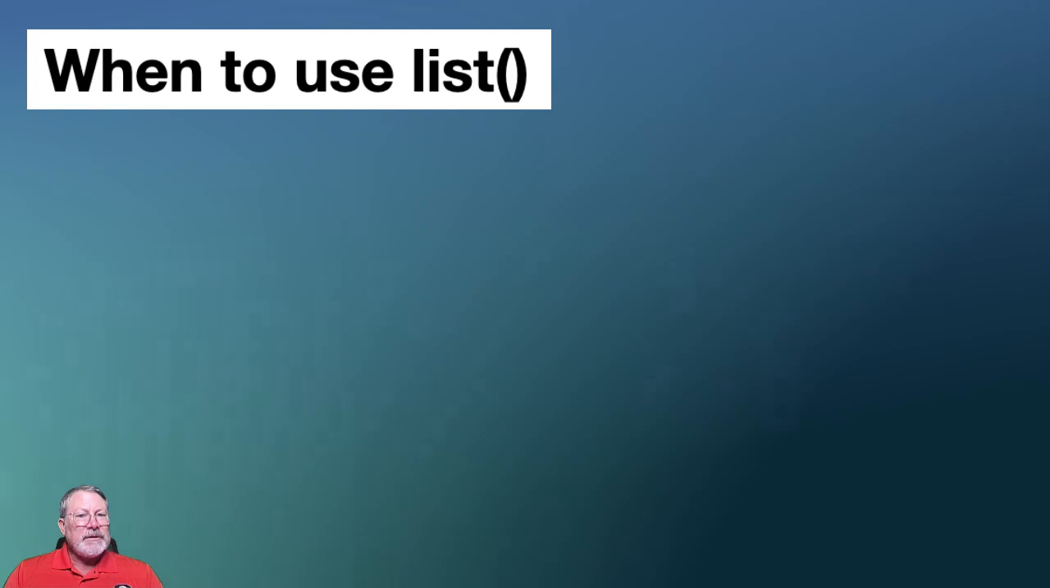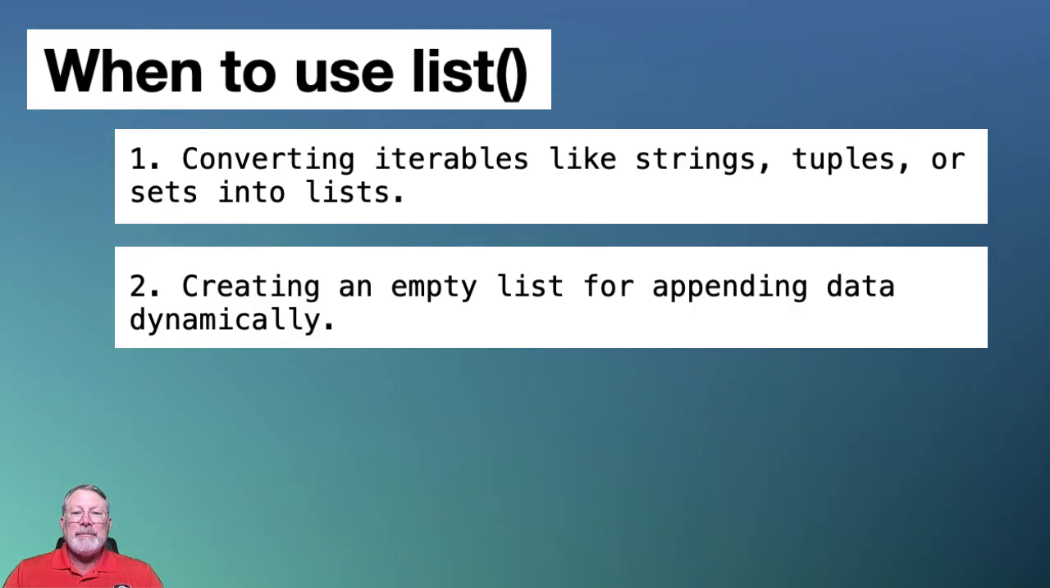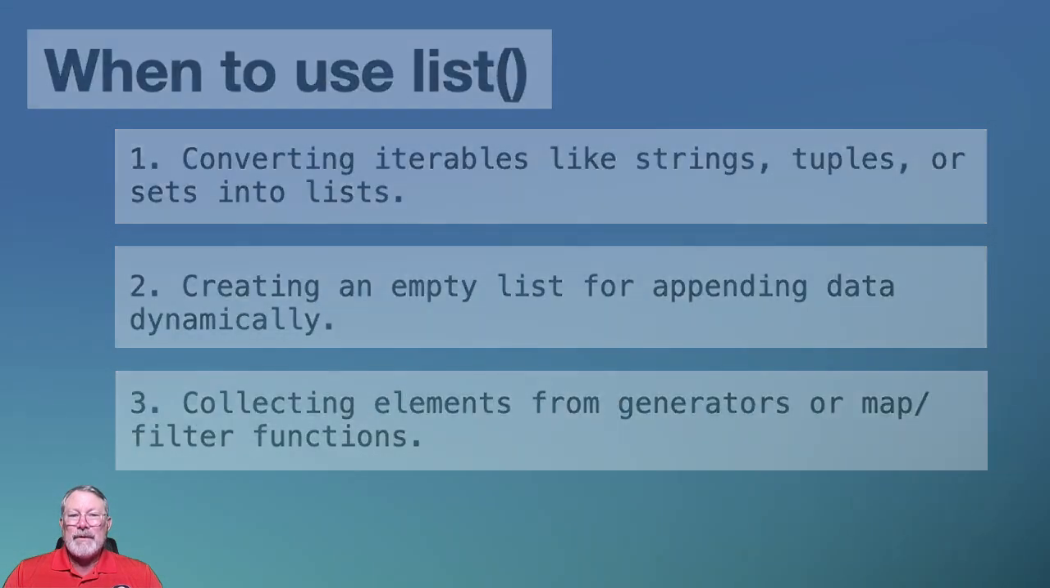You'd use list when converting iterables like strings, tuples, or sets into lists, when you're creating an empty list for appending data dynamically, or perhaps when you're collecting elements from generators or map filter functions. It's a foundational function for data manipulation in Python.